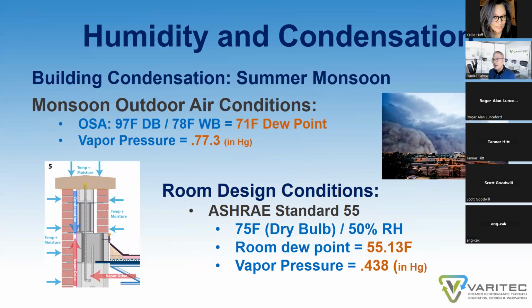So let's look at a monsoon design condition. Let's look at an outdoor condition of 97-78. We've seen the radical differential in vapor pressure and the force that's pushing moisture from outdoors into a building that we're trying to control to 50% RH and a 55-degree dew point.